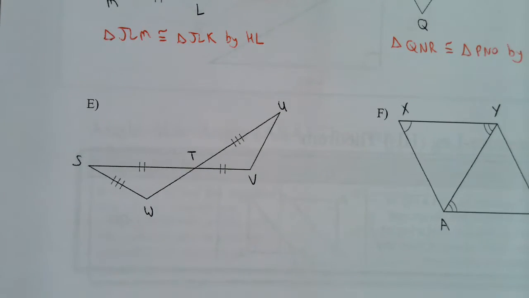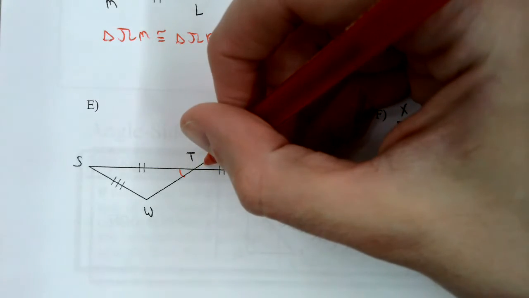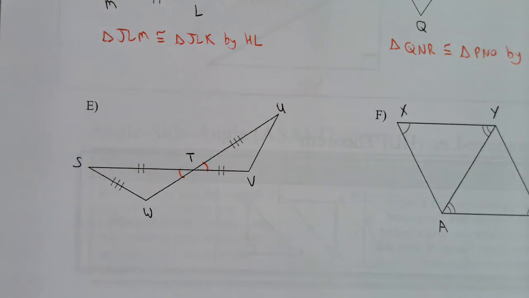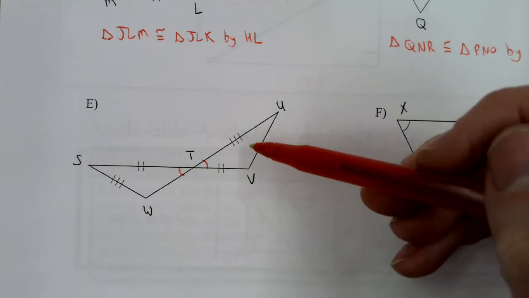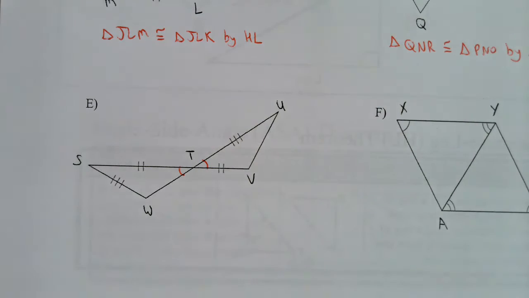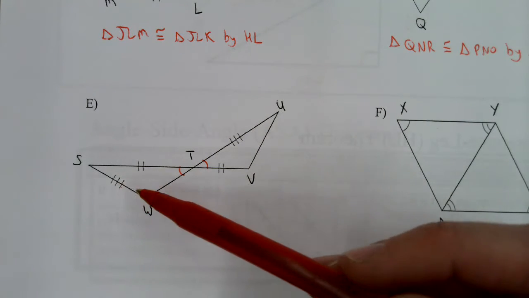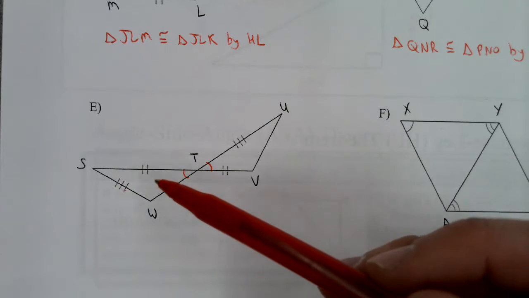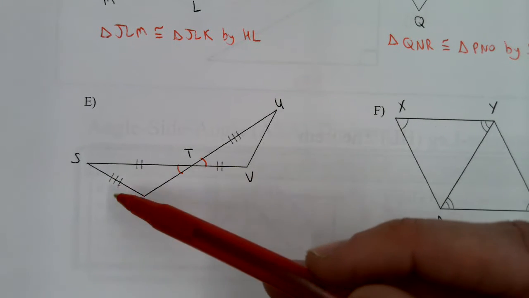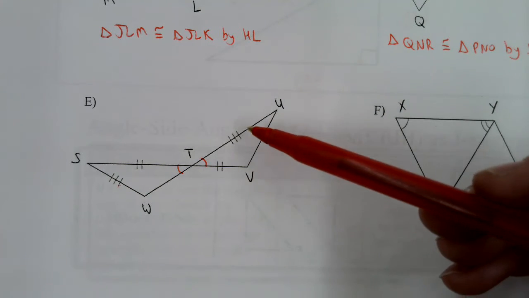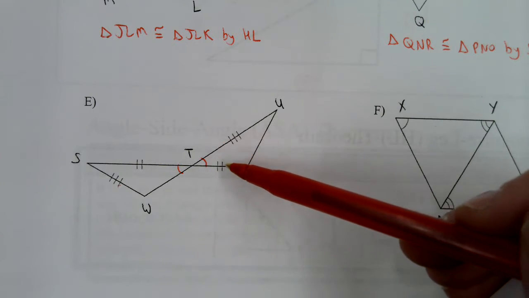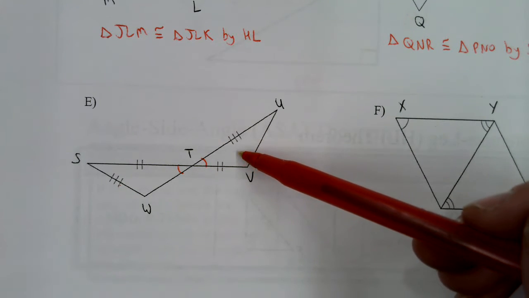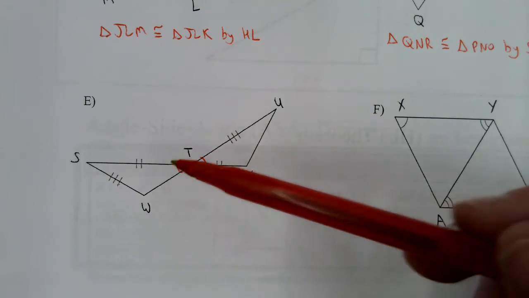Example 1E, we can label the vertical angles being congruent, but this triangle goes side, angle, side. This one does not go side, angle, side because it's not the included angle. This one goes angle, side, side. This one goes side, angle, side. So it's the included angle up here. It's not the included angle down there.